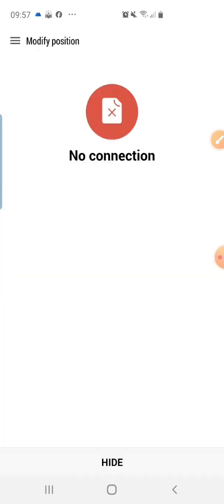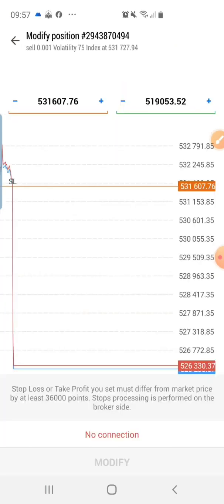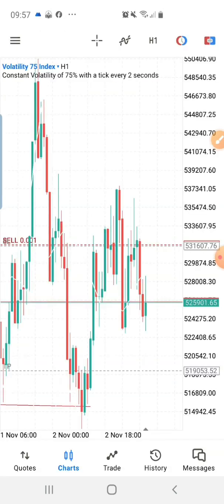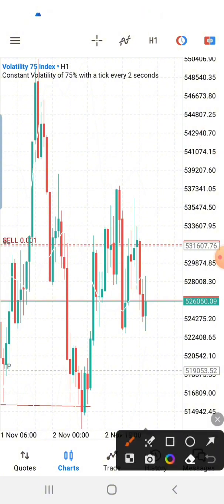Then, sorry, I think that should be network issue. We are targeting, okay, good. So we are targeting the second TP, which is this level.